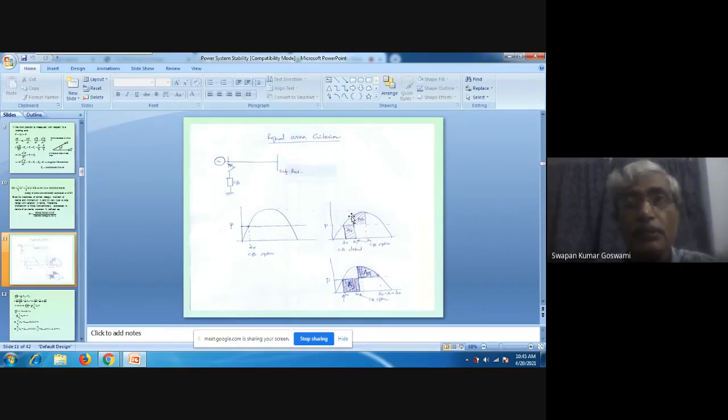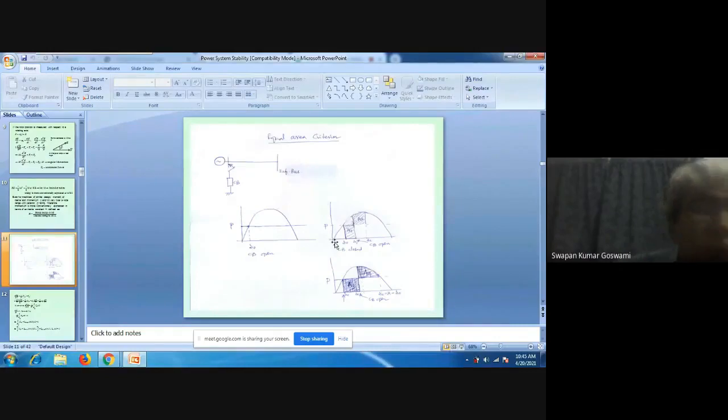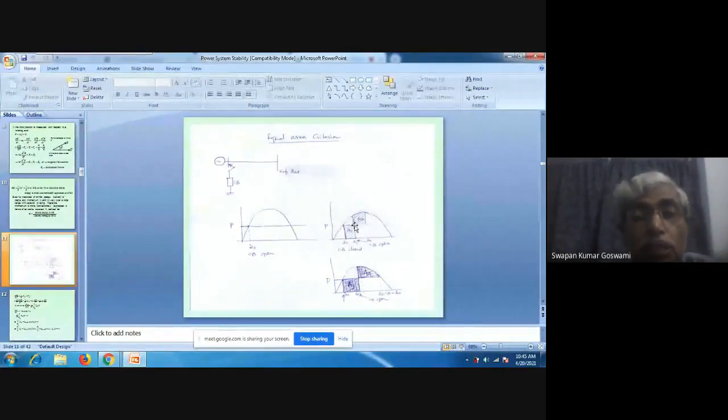As this becomes the output power operating point, what will happen? The output power will become more than the input power. Output power will become more than the input power. Am I clear? Could you understand this point? As soon as the fault is applied, that means as soon as the circuit breaker contacts are closed, the output from here will jump to zero. Why will it jump to zero? Because the power output is zero.